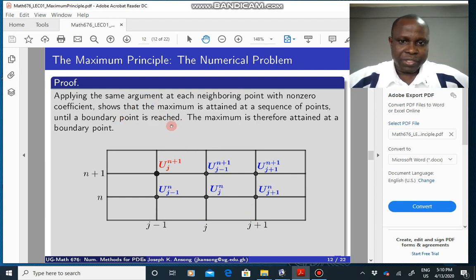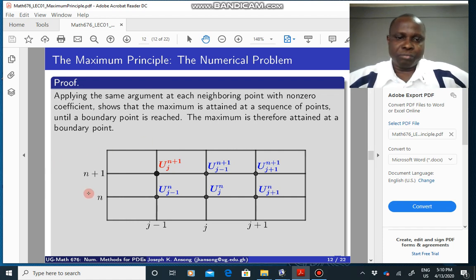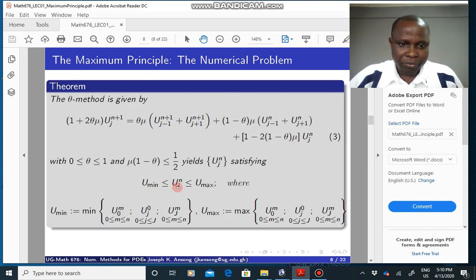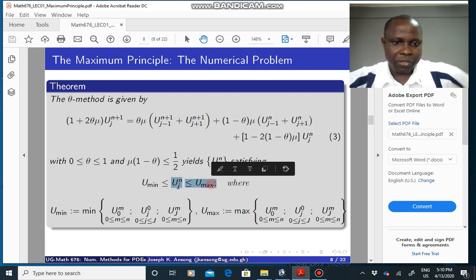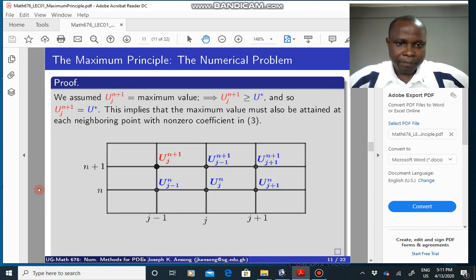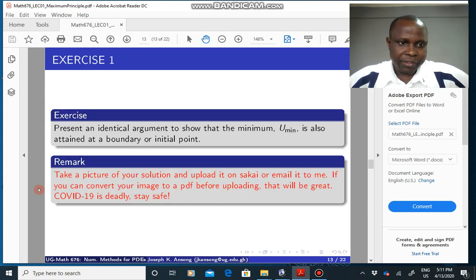And that is what is written here. So the maximum is also attained at a boundary point. So that gives you a proof for the right-hand side of the maximum principle, if you go back. So what we have proved is this side of the equation. Your exercise is to show that this side is also true by following a similar argument. So we have shown this.